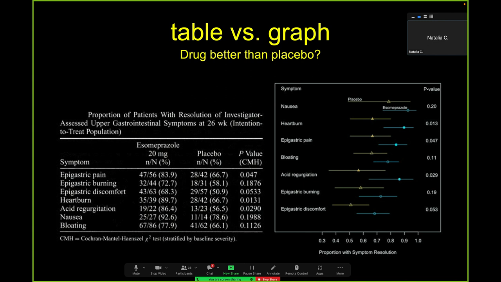Like, that looks cool. You know what I mean? That would catch your eye quicker than the one on the left. But the left is more useful.